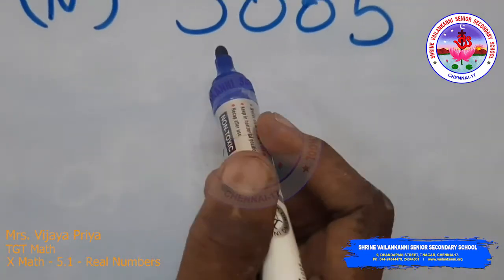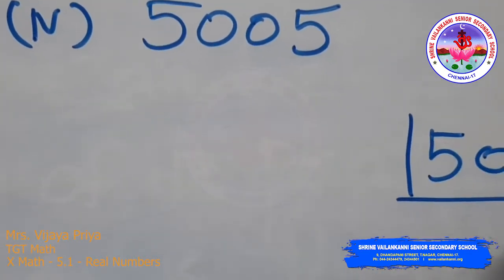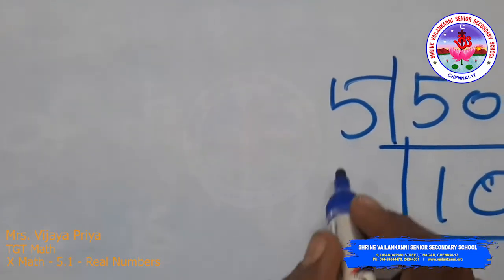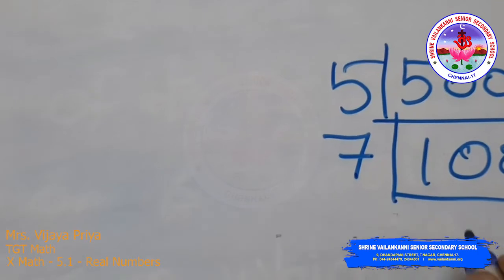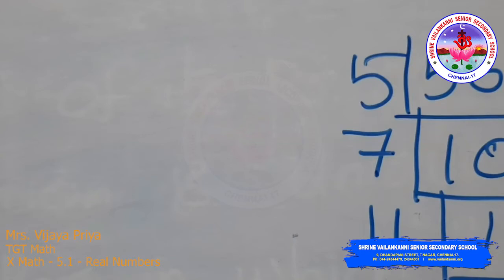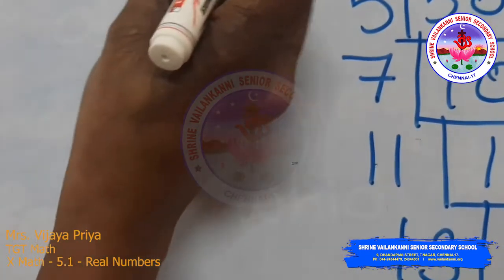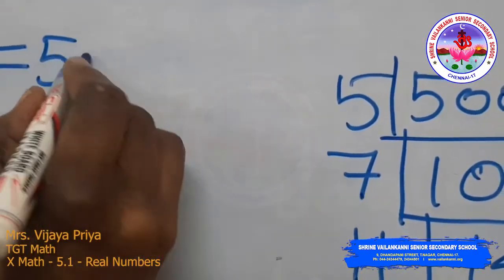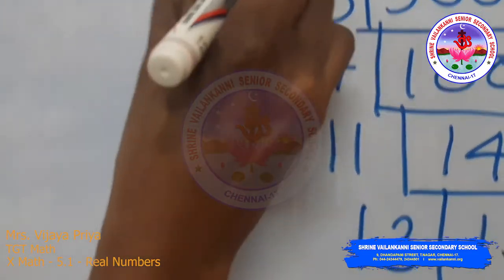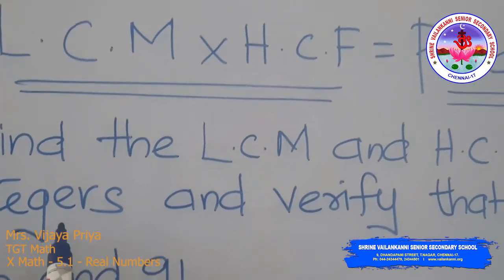Now the fourth problem, 5005, using prime factorization. 5 will go, 1001. Again we'll try the table of 7, so it will go 143. Again 143 will go 11 times, so you will get 13 and 13. So 5005 can be written as the product of the prime factors as 5 into 7 into 11 into 13. Second problem: find the LCM and HCF of the following integers.